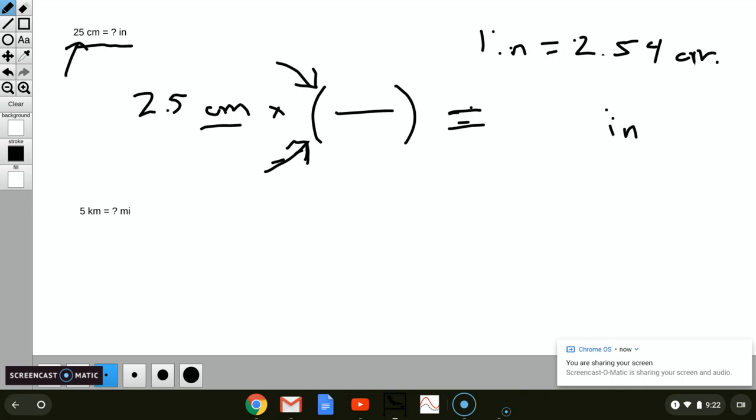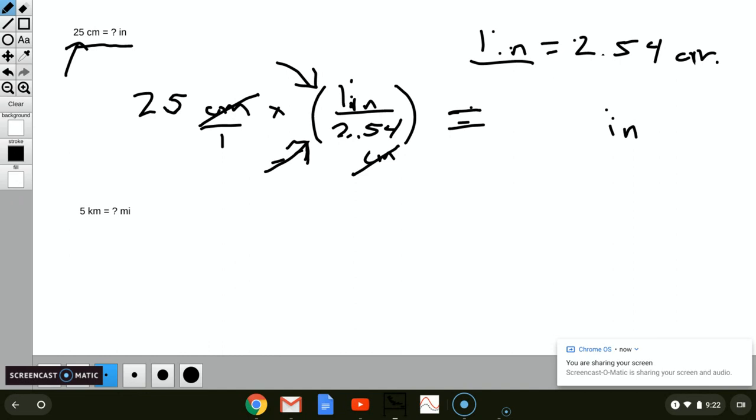So the answer is you put them on the bottom, because the centimeters over here are the same thing as centimeters over 1. That's the top of a fraction. So this is 2.54 centimeters there. We would put the 1 inch up here. And what ends up happening is the centimeters cancel. Remember, this is 25, not 2.5. And so now all we have is 25 times 1 divided by 2.54. Of course, mathematically, this is the same as 25 divided by 2.54.